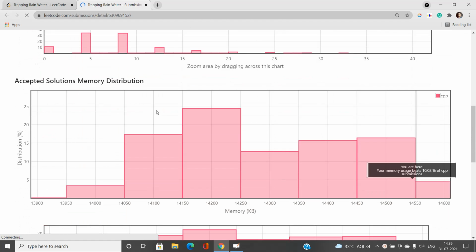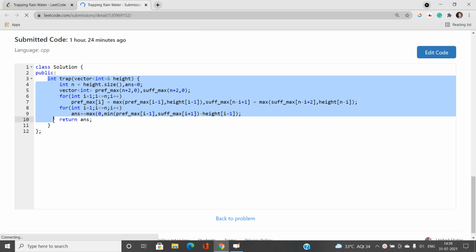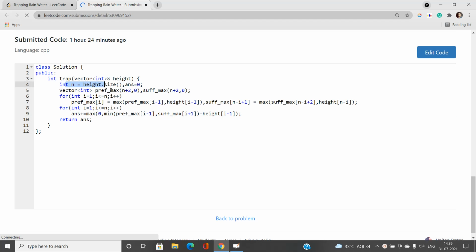I will talk about that later on. But now let's focus upon this short solution. You can see I have n as height.size and answer as 0, and this is the prefix maximum of height of the walls, and this is the suffix maximum of the height of the walls. Okay, now the concept is very much simpler.